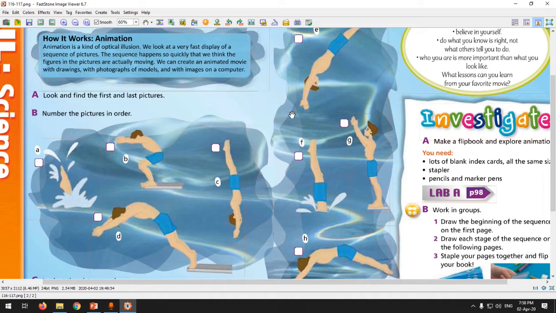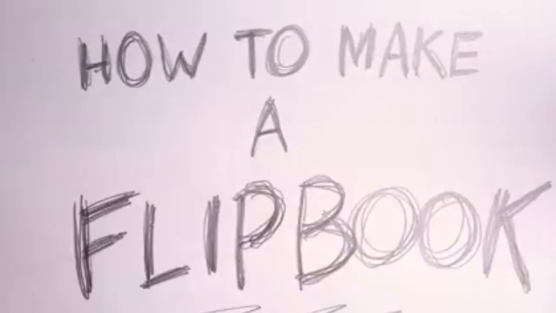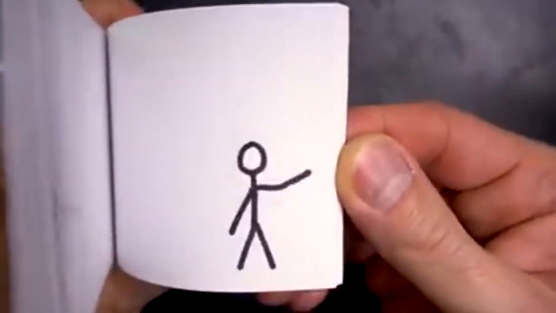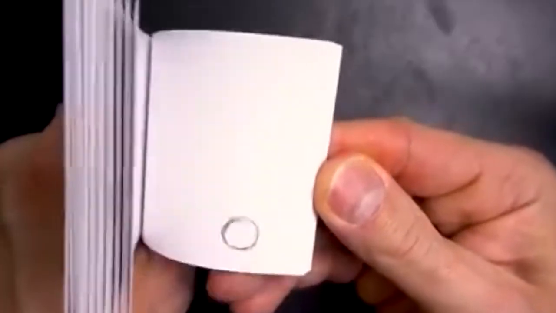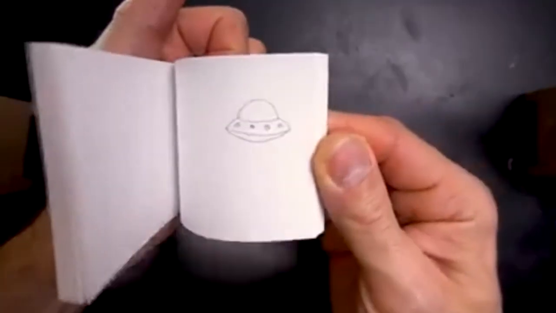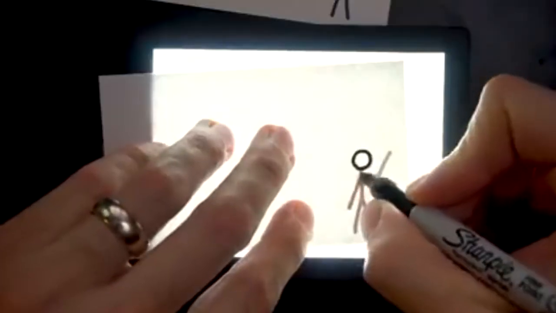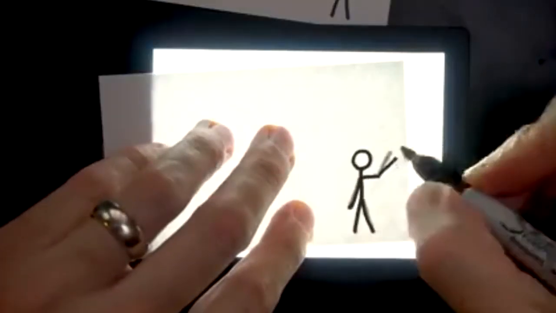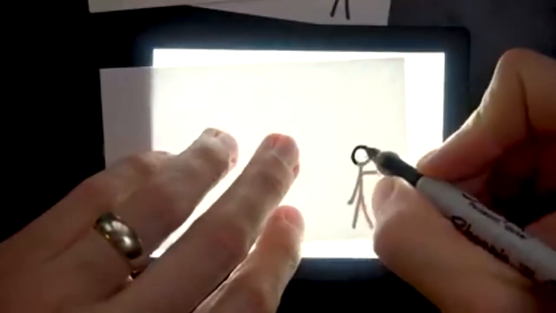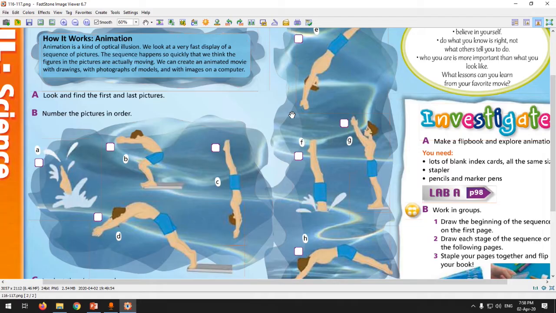Okay, do you guys know about flipbooks? A flipbook is like a small book with pictures in it. When you flip it very fast, it shows you like a small movie. It tricks your eyes with an optical illusion that makes you think the pictures are moving, while they're just frames drawn on each page of the book. Now, after we talk about the flipbook, we're gonna go to exercise A.